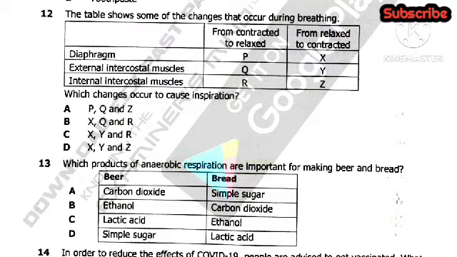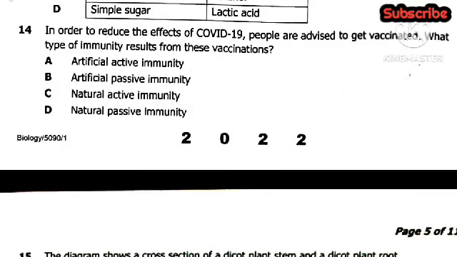The answer is B. Number 14, in order to reduce the effects of COVID-19, people are advised to get vaccinated. What type of immunity results from these vaccinations? So during COVID-19, people were asked to get vaccinated. So the question is, what type of immunity results from these vaccinations? The answer is very simple.